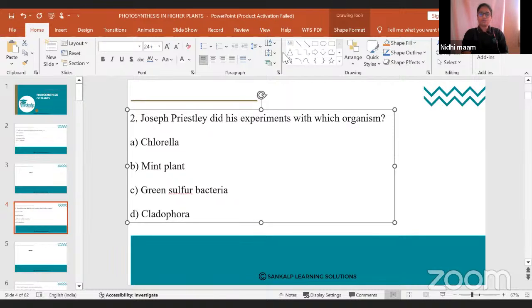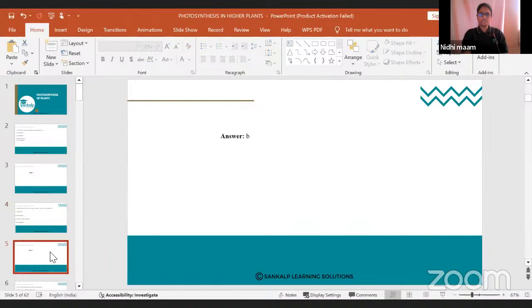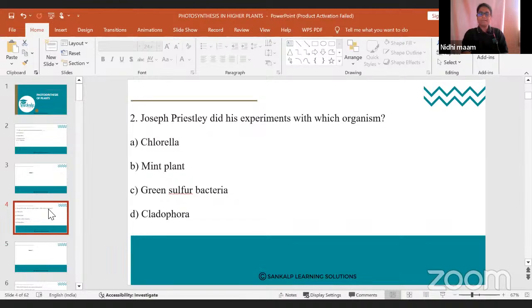Most of you voted it for option A. Few of you voted it for option D, that is Cladophora. The right answer for this question is answer B, mint plant. Joseph Priestley did his experiment with mint plant. Pudina is what we call it.